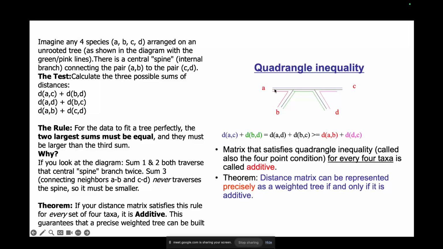Second is you're calculating along the diagonal, right? So A and D and B and C, sum of the diagonals. And the final one is basically the shorter lengths, so AB and CD. You can consider this as a rectangle from which you're calculating these distances. Now, for the data to fit a tree perfectly, the two largest sums must be equal and they must be larger than the third sum. So this is a theorem that works.